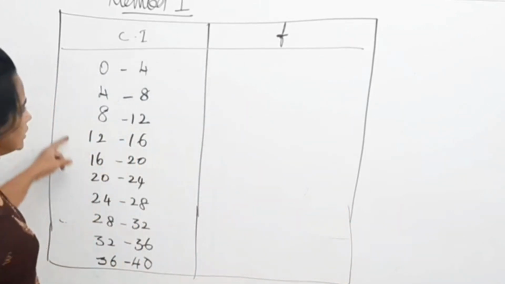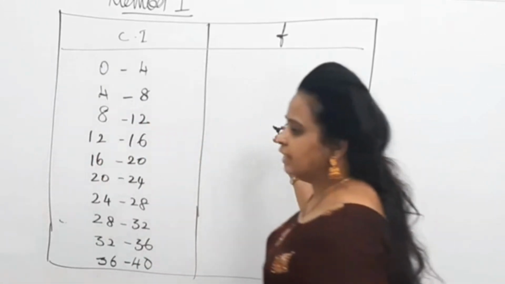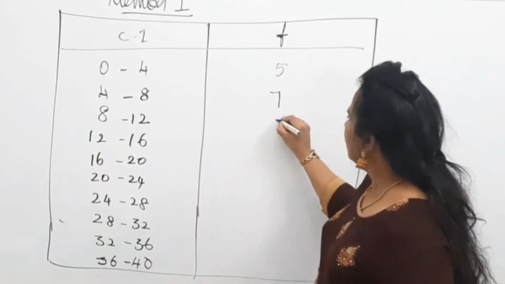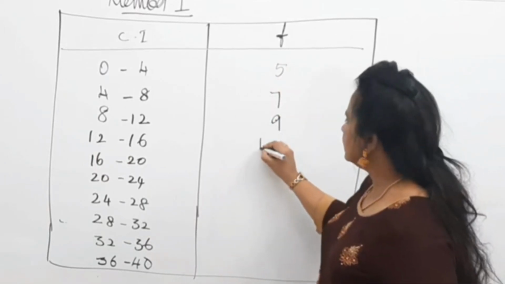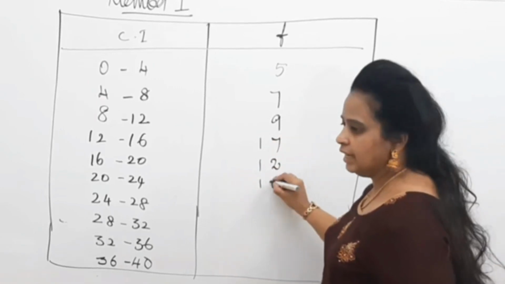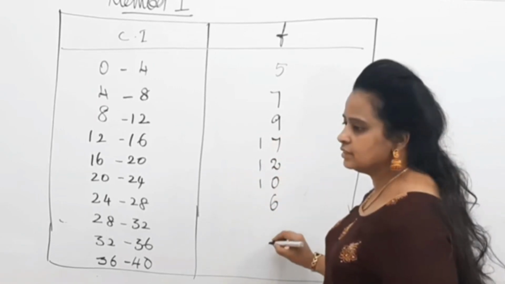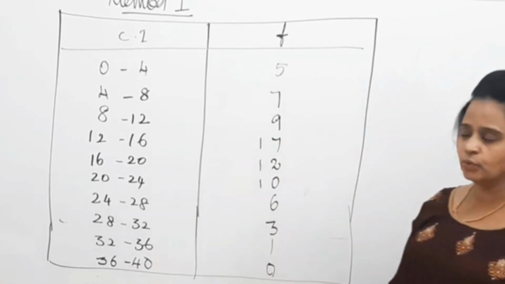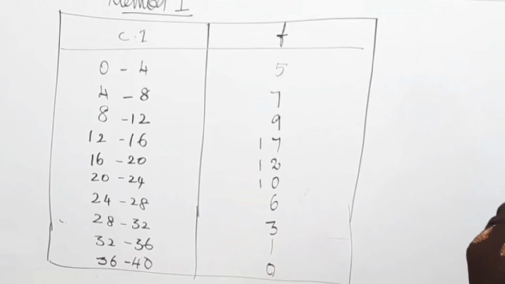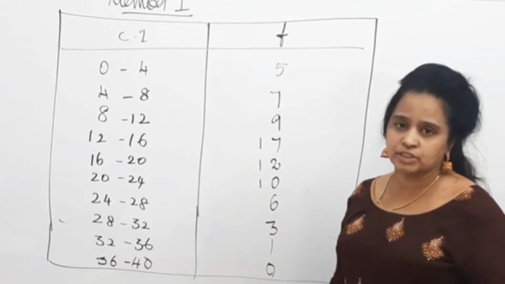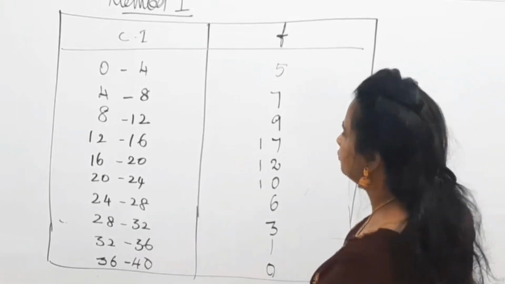I got my class interval. My frequencies are 5, 7, 9, 17, 12, 10, 6, 3, 1, and the last one is 0. Now I'm going to get my formula to find the mode.